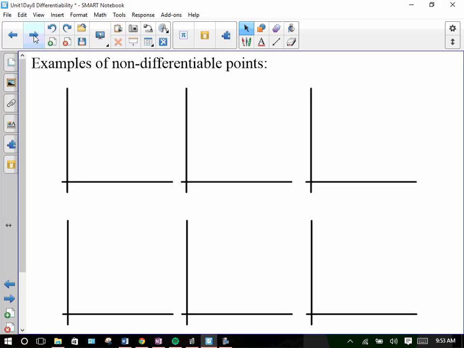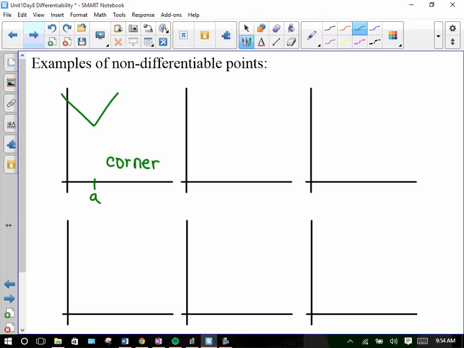Alright, so there are 6 examples of places where a function could be non-differentiable, and I want you to write these down. The first example would be something that looks like this. Here's A, and right here it's not differentiable. The reason it's not differentiable at x equals A is because this is what we call a corner. If a graph makes something that looks like a corner, it would not be differentiable.